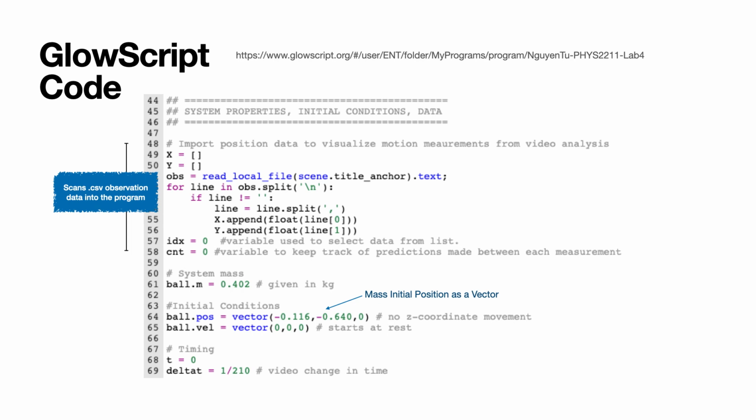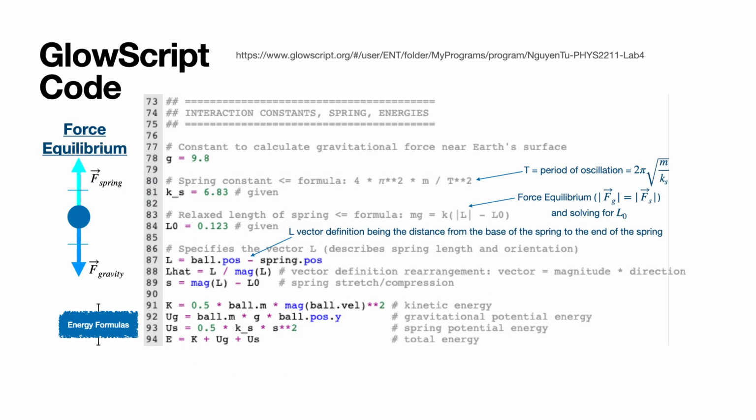Of note, delta t is set to 1 divided by 210 to allow for 20 model predictions before each observation is plotted in the graphs. Shown here are the interaction constants and the initial values of the spring and system energy.